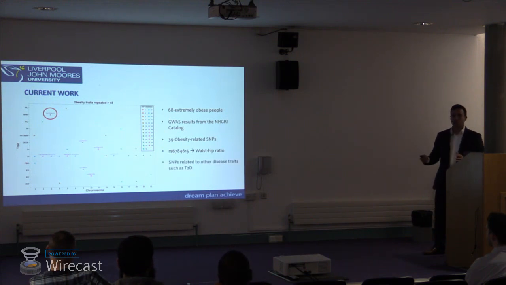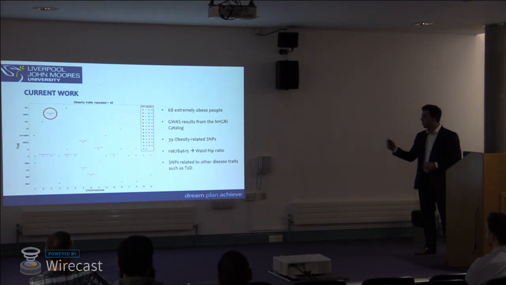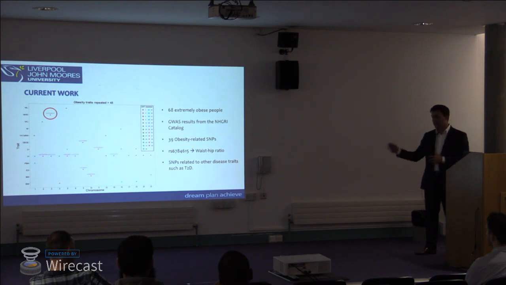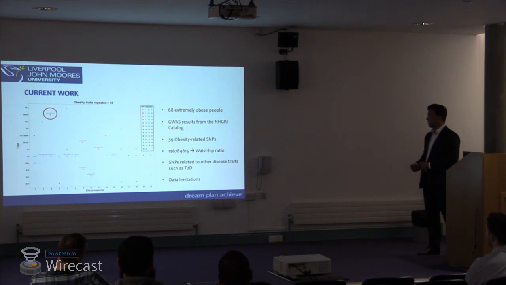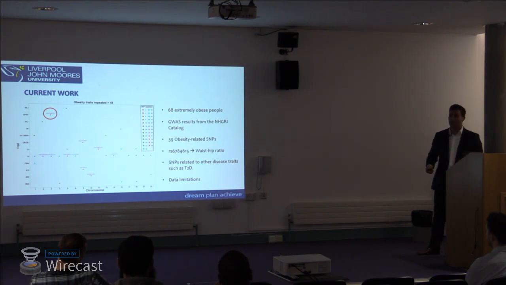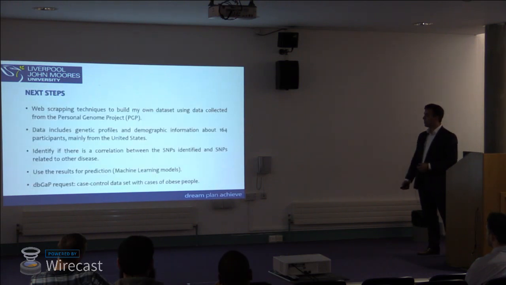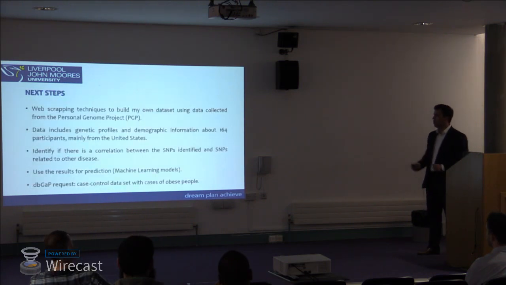But we also identified some SNPs that were related to other diseases, and particularly to type 2 diabetes. And of course, we have data limitations because we only analyzed 68 profiles. We didn't have any controls, just cases, and we didn't have any clinical data, just the genetic information about the files. So, I'm about to finish.